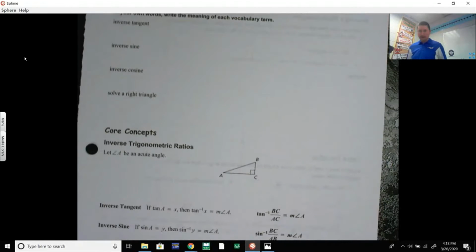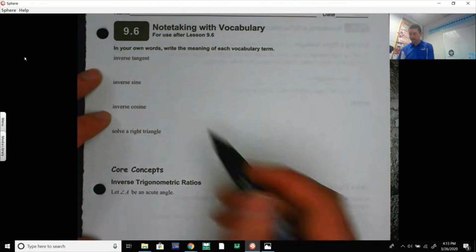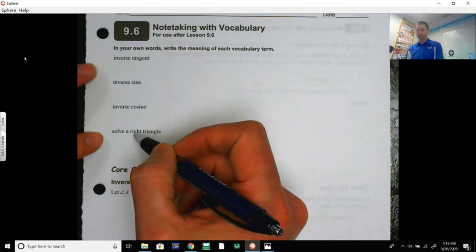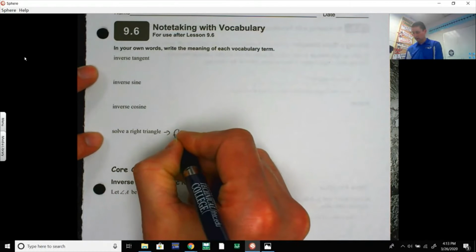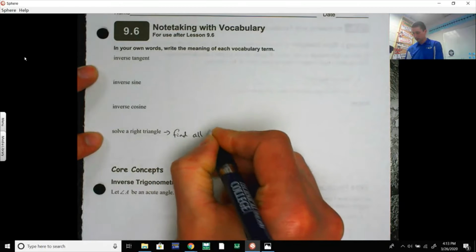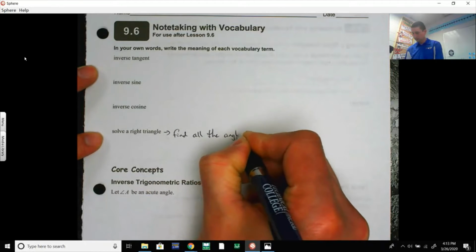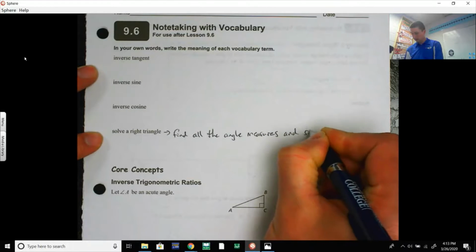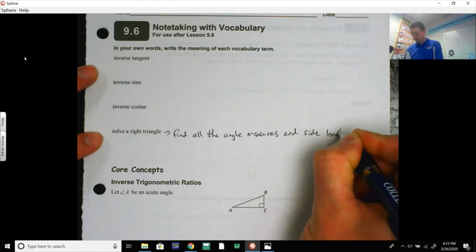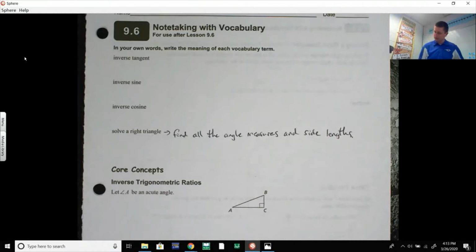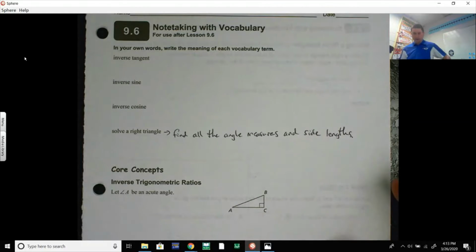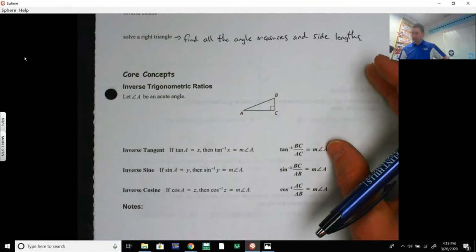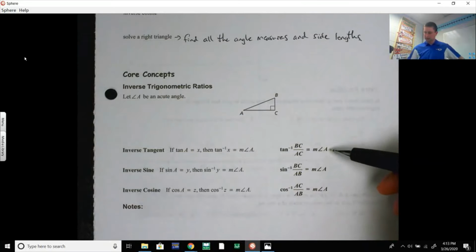What we have to do that is what we call the inverse tangent, the inverse sine, and the inverse cosine. And then what it means to solve the right triangle: that is just to find all the angle measures and side lengths. That's what it means to solve a right triangle. Find everything about the triangle. So these inverse operations are used to find the measures of the angles.